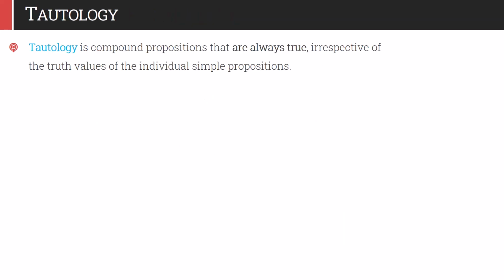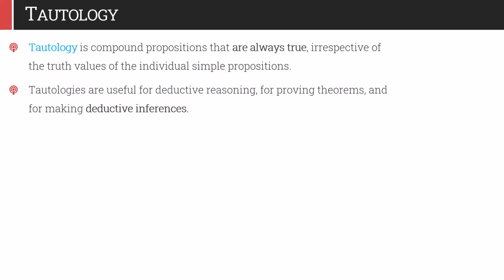Tautology. A tautology is a compound proposition which is always true irrespective of the truth values of the individual simple propositions. Suppose I have proposition P and proposition Q, and some compound proposition created out of them. The values of P and Q could be 0,0, 0,1, 1,0 or 1,1, all 4 possibilities. For any of these inputs, if my compound proposition is 1, then I can say that it's a tautology.